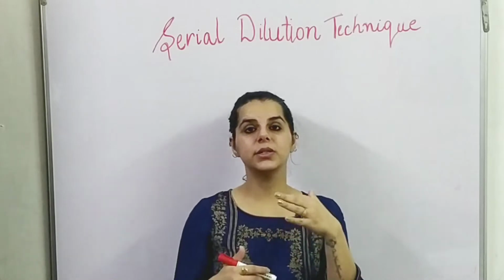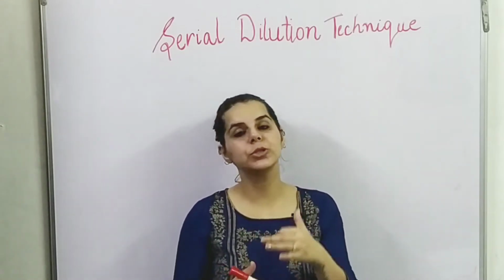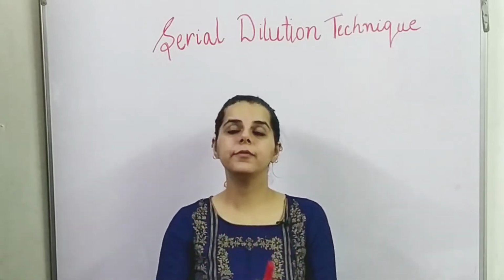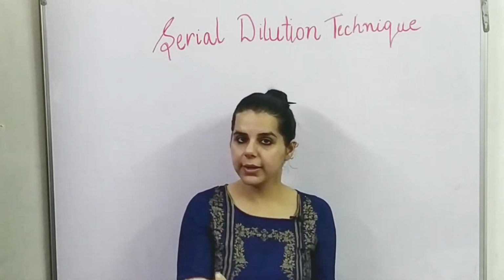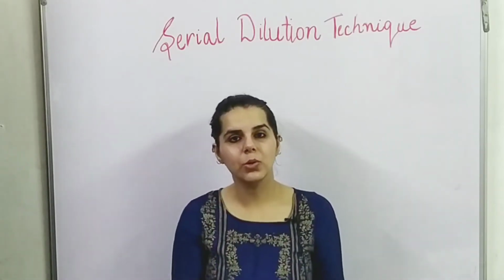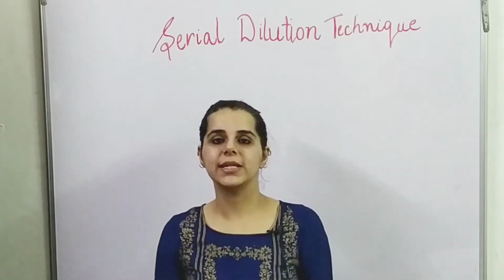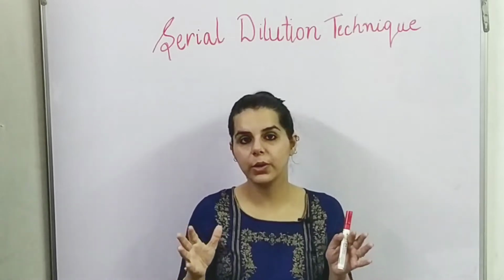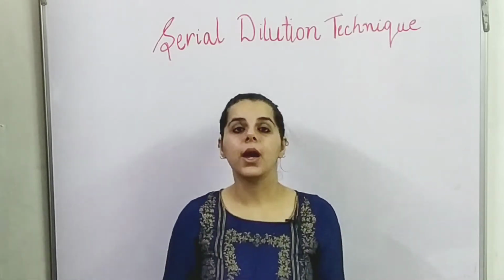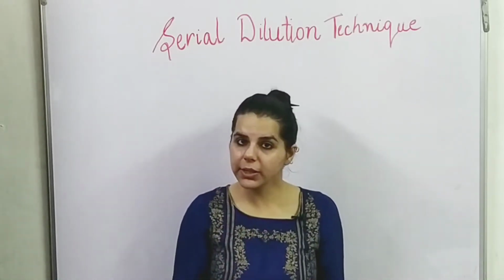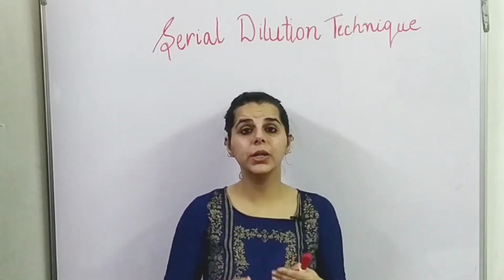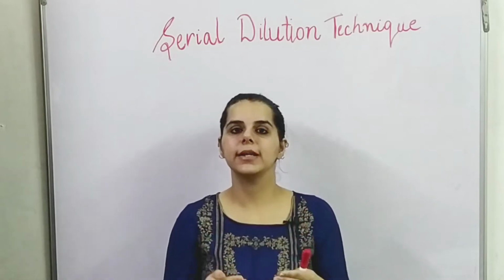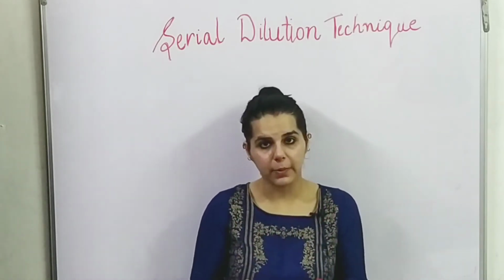So there comes the need of this serial dilution technique, because if we take a soil sample, then even if I am going to take 1 gram of soil sample, that particular 1 gram of soil sample has a very large number of microorganisms. But I want to get one particular type of microorganism. So what I need to do? I need to reduce the number of microorganisms in my sample.